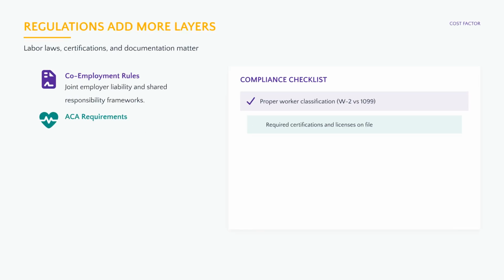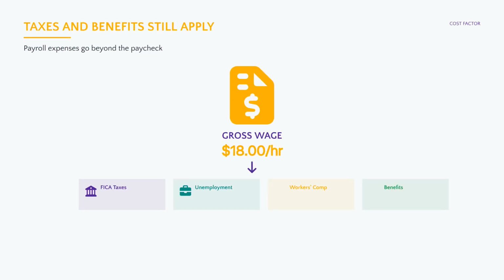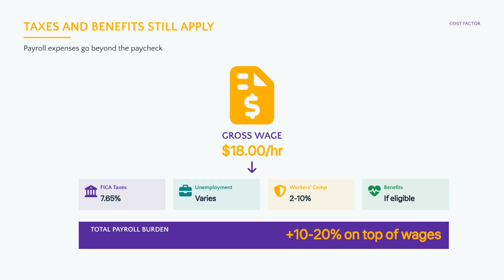Regulatory compliance, covering labor laws, certifications, and documentation, adds another layer of cost. Non-compliance penalties, like misclassification fines, can reach thousands per worker. Taxes and benefits are additional payroll expenses that go beyond the paycheck. This total payroll burden typically adds 10 to 20% on top of wages, including FICA taxes, unemployment, workers' comp, and eligible benefits.